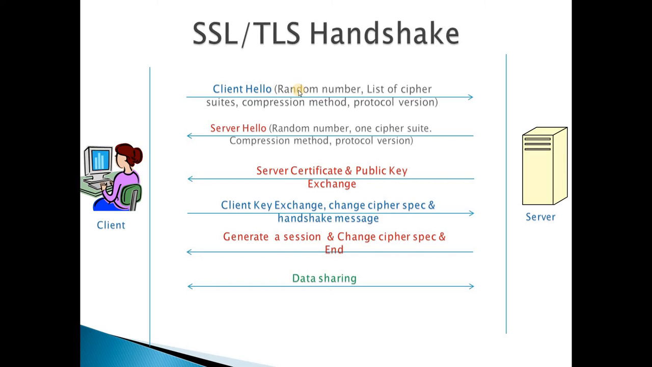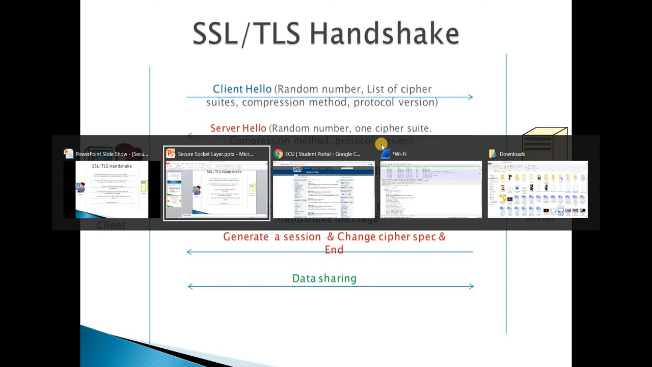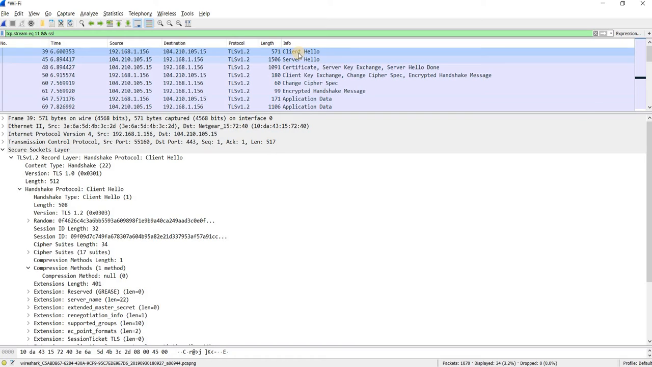Both generate a random number. The client sends a list of cipher suites out of which the server will agree on one cipher suite with which they will continue to communicate further. They share the compression method and protocol version. So let's see it in Wireshark directly, how it works.